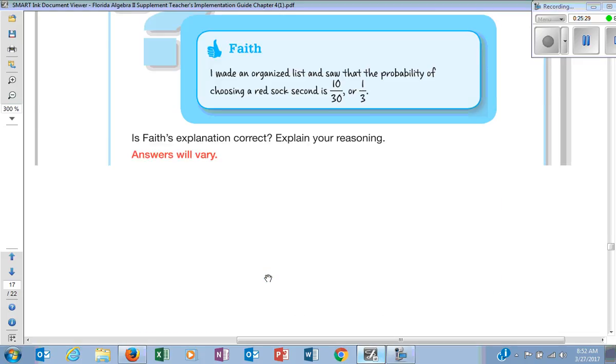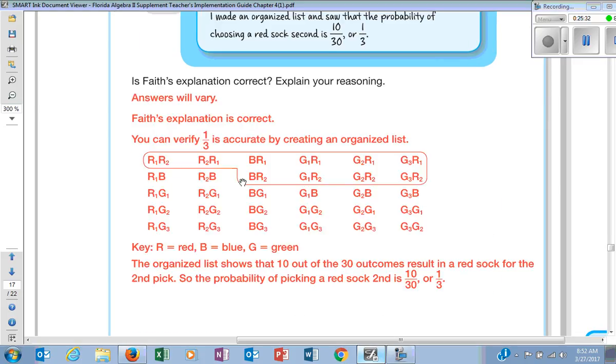That's a very good problem. Faith just makes an organized list and counts all the ones that are red second. So this one's no good because my red is first. This one is good because my red is second, red is second, red is second. So all these ones that have the R second are the ones she counted. When she counts that, she gets 10 out of a total of 30. Now we know that it's 30 because for my first slot I have 6 different choices, and for the second one I have 5. 6 times 5 is 30, which makes sense for this organized list.